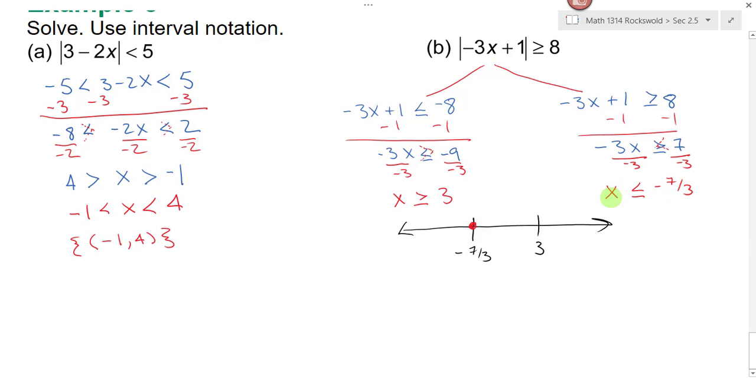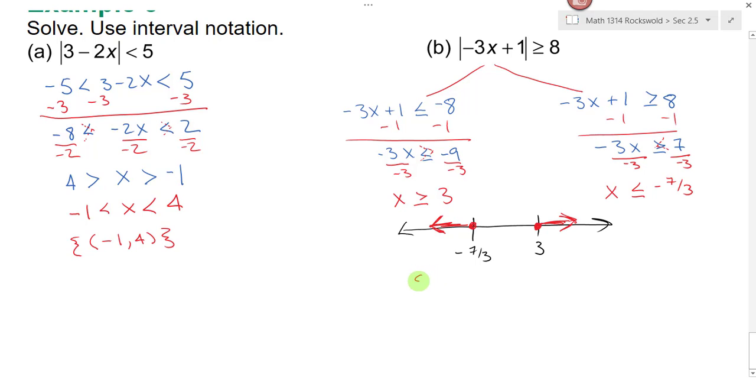So at negative 7/3, will I shade to the left or to the right? To the left. Remember, if you've got the x by itself on the left, the inequality points like an arrow in the direction that you shade. So my solution set's going to be this region over here. And then at 3 I put a closed circle and I shade to the left or to the right? To the right, because that's pointing to the right.